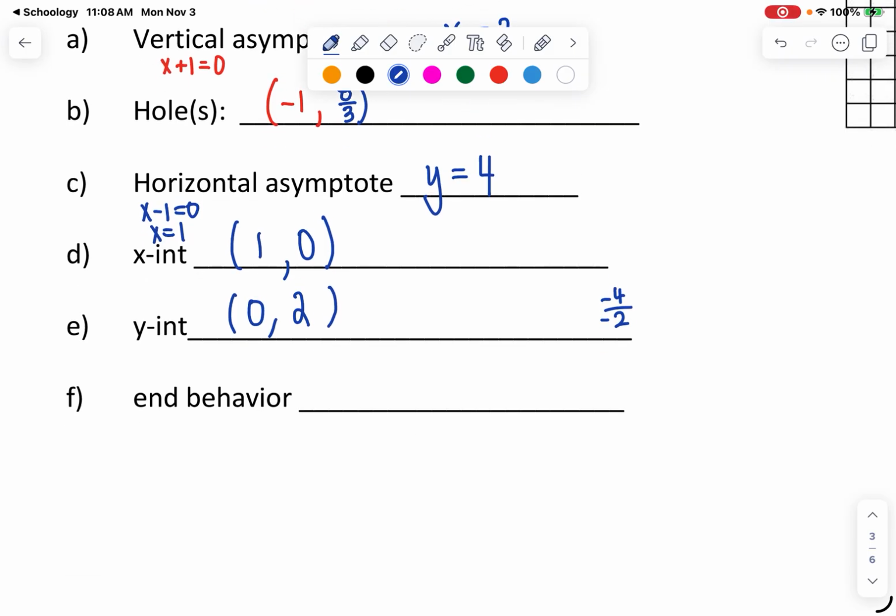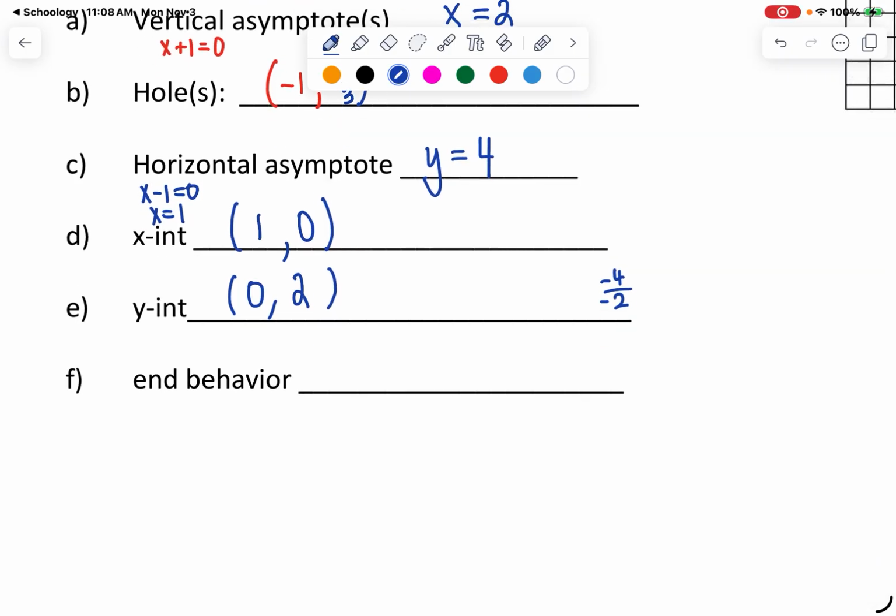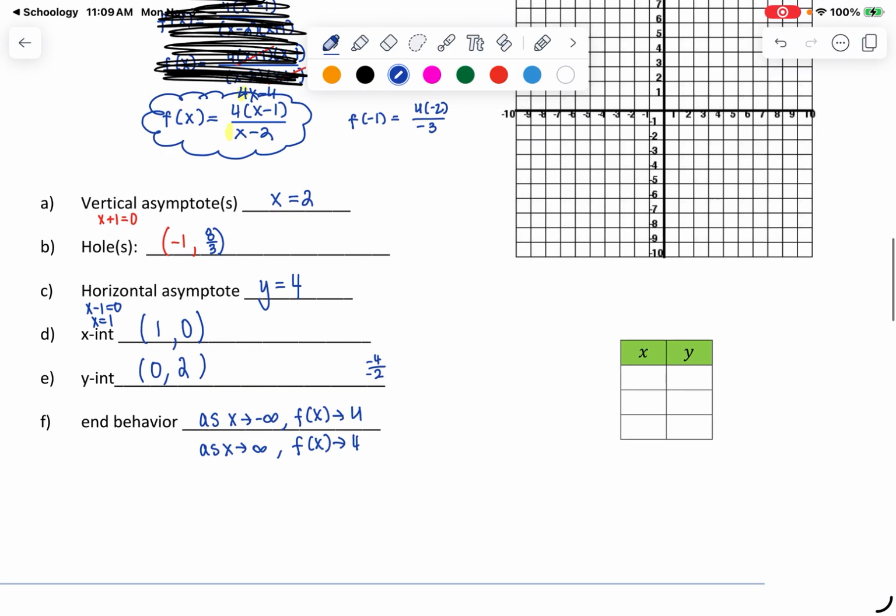And then lastly, our end behavior. I can do the end behavior already because I know that there's a horizontal asymptote. So I'm going to say as x approaches negative infinity, f of x approaches the horizontal asymptote of 4. As x approaches positive infinity, f of x approaches the horizontal asymptote, the y value of 4.